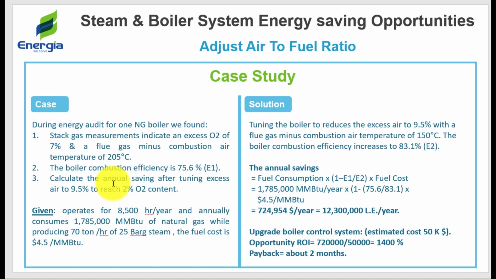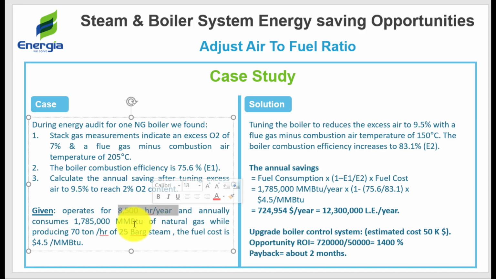And the ask is that we need to calculate how much annual saving will happen if we manage to tune the excess air from the amount that they are sending now, in the range of 10%, to reach 2% O2 content or 2.3 O2 content. Those are the givens: how many hours this boiler is running, it's 1,500, and it consumes almost 1.7 million BTU of natural gas, and produces 70 tons of medium steam, like 25 bar steam. And the fuel cost in this analysis, this is the governmental value, is $4.5 per million BTU.